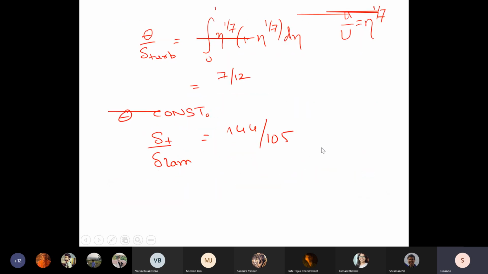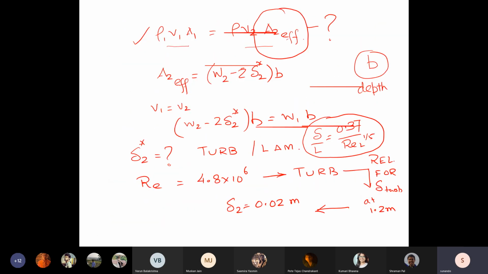But you are once again right that I am not very confident about the value of delta 2 star based on this relation, since it assumes turbulence from the very beginning. Okay, so satisfied, or any other question? But you are absolutely right. It has to be a mix. It probably should be a mixed flow. Initially, it's going to be laminar, then changing to turbulent.